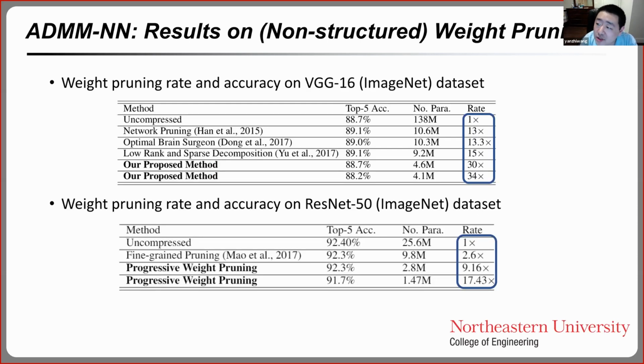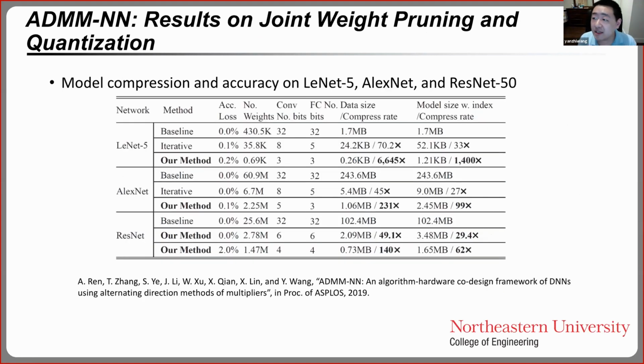We showed the results on LeNet and AlexNet, and now we see more results on VGG and ResNet 50. On ResNet 50, we can get 9 times pruning without accuracy loss, which is shown here, and 17 to 20 times with less than 1% accuracy loss. So that is non-structured pruning, and now we see the results of joint pruning and quantization, because we believe that pruning needs to be combined anyway with quantization.